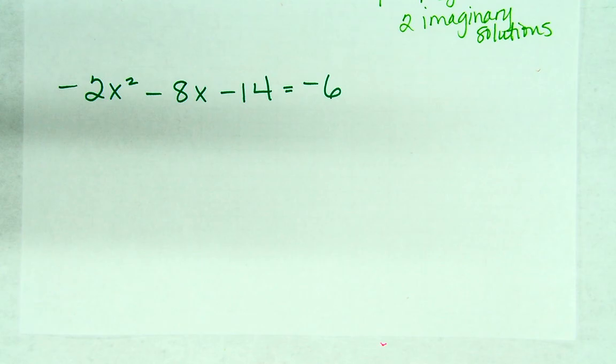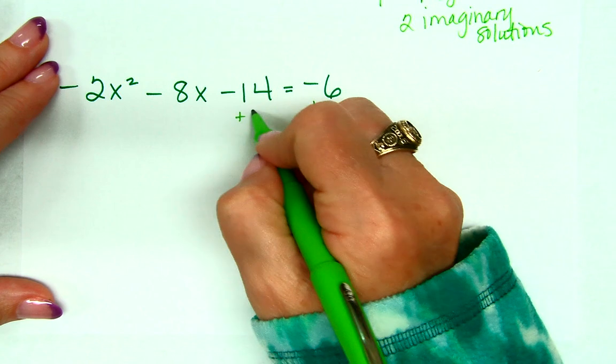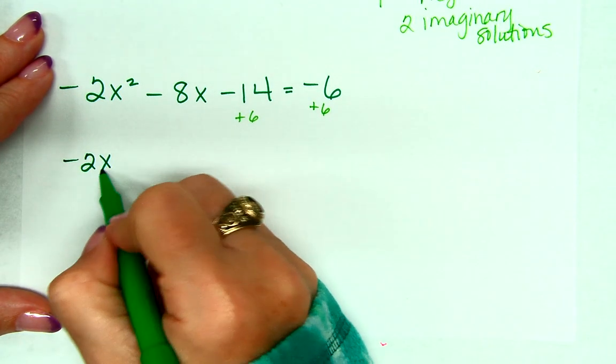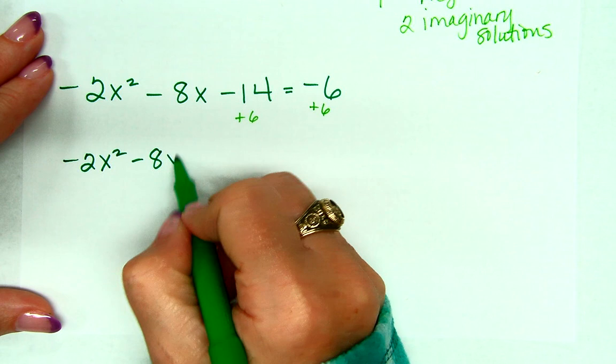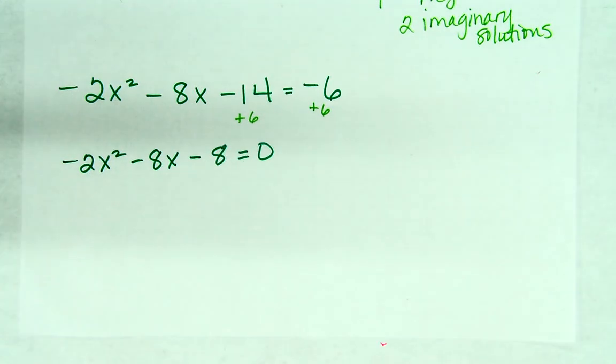Negative 2x squared minus 8x minus 14 equals negative 6. We can move negative 6 over. Oh, right. I need to get it in standard form first, right? So before I can even do anything, I have to add my 6. So negative 2x squared minus 8x minus 8 equals 0?